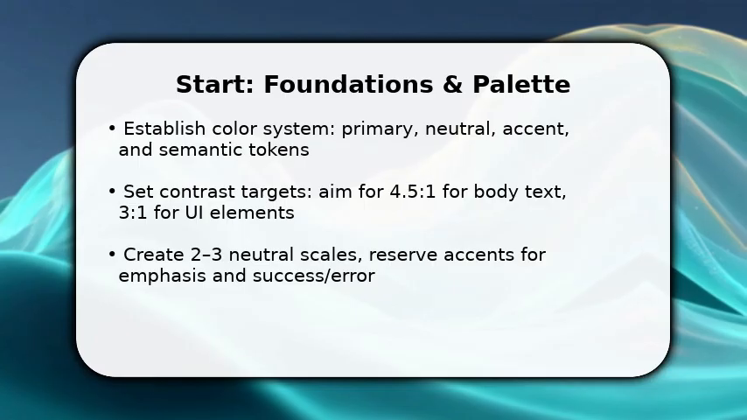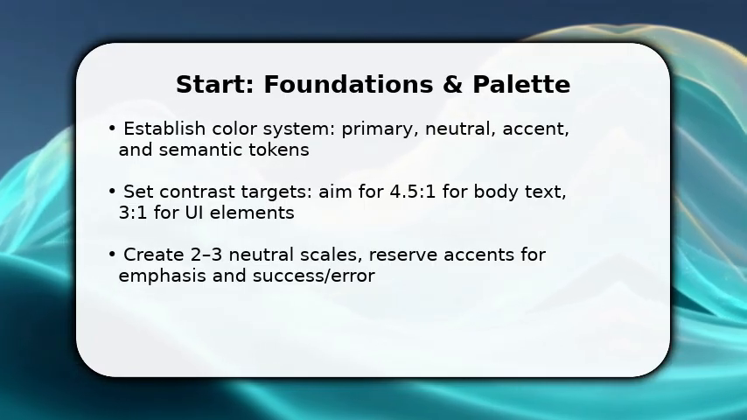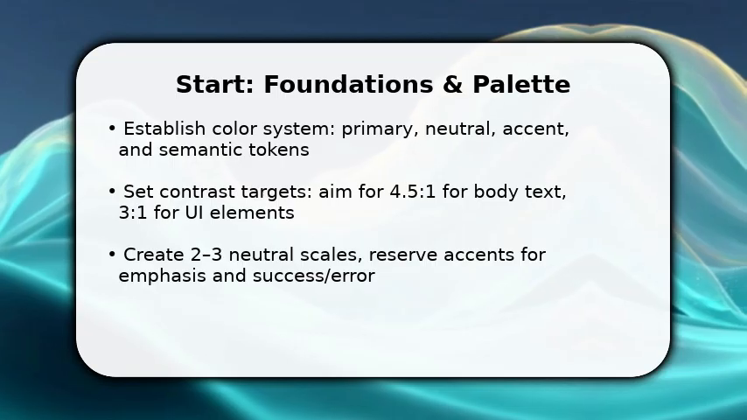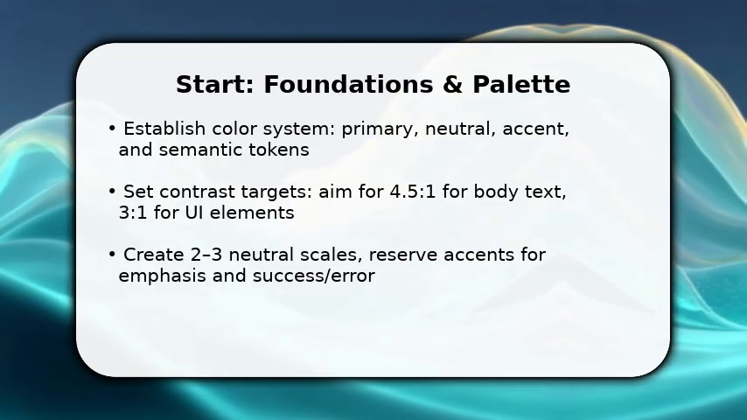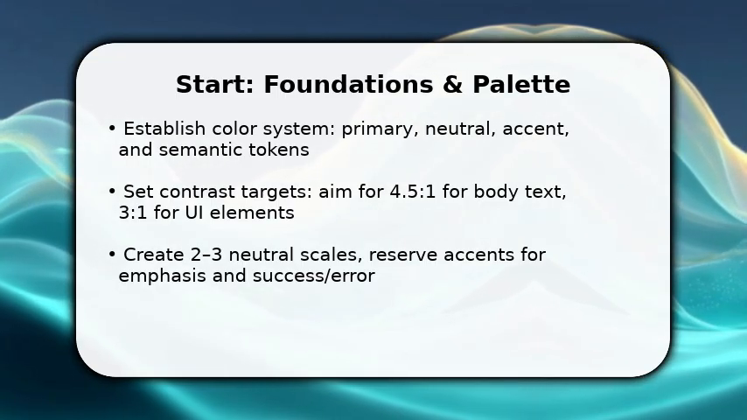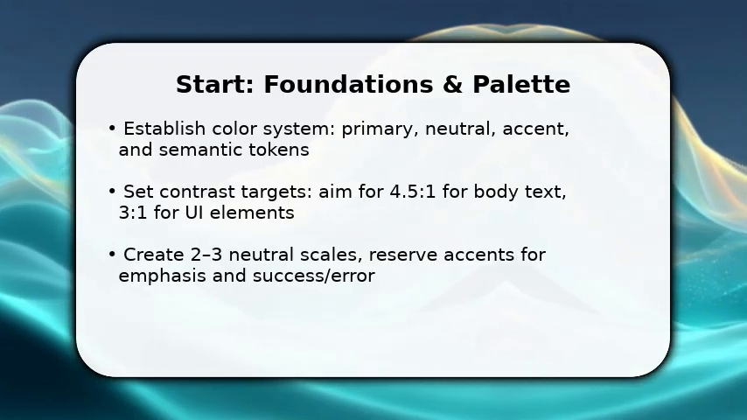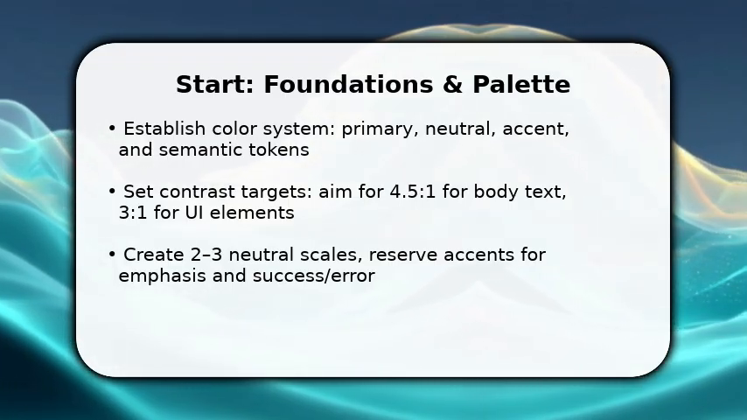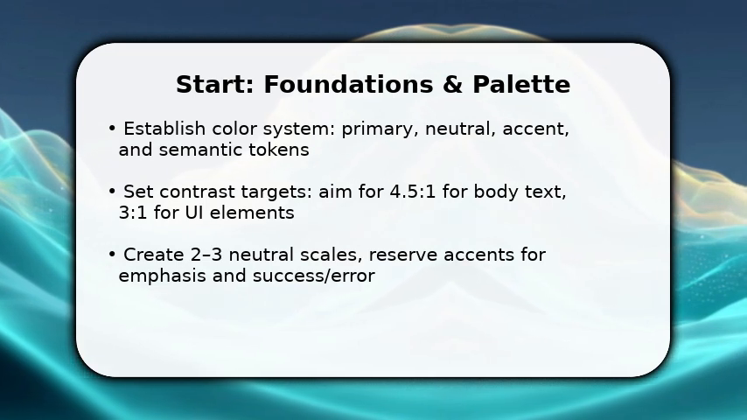Make sure to set target contrast ratios up front. 5:1 for body copy and at least 3:1 for interactive controls. Next, create semantic colors for error, success, warning. This gets you a repeatable system and immediate consistency across components.